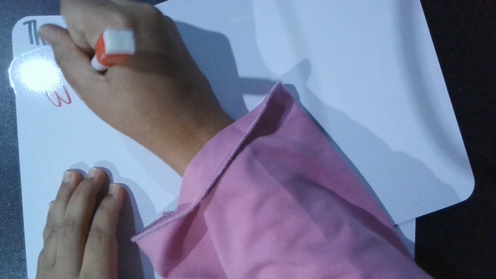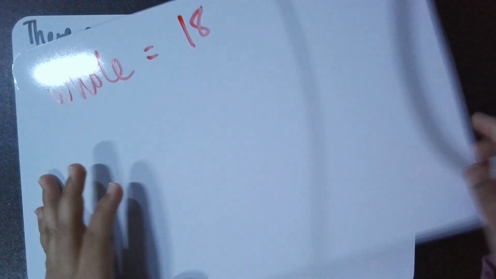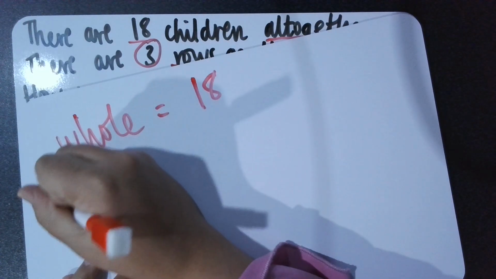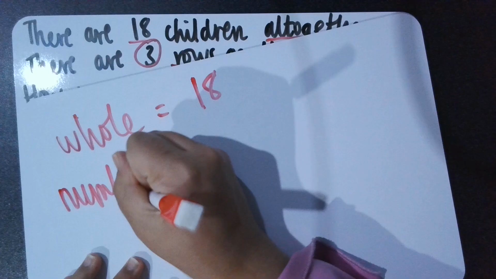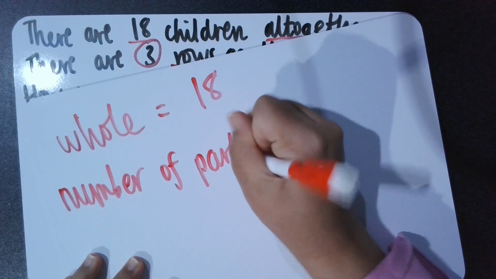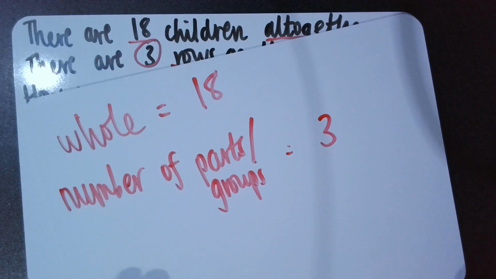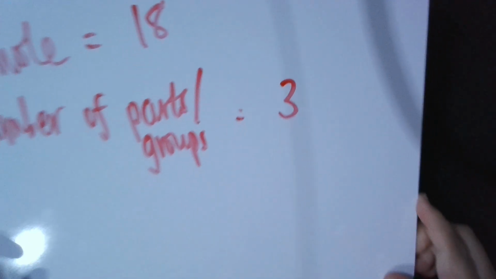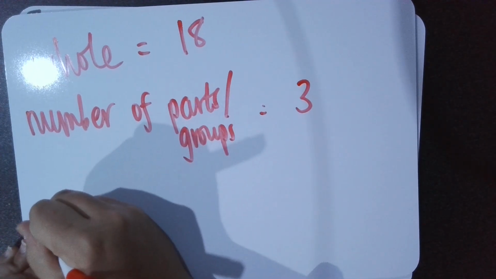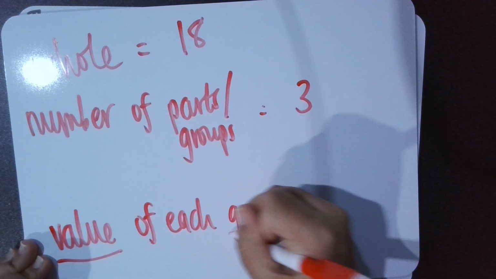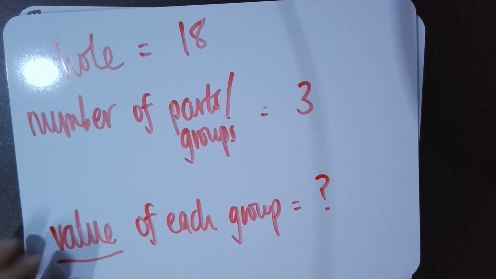I know in this equation, my whole is 18 because there are 18 children altogether. I know there are 3 rows of the carpet, so I know the number of parts or groups is 3. And I am looking for how many children will be in each row. That means I'm looking for the value of each group. Right now that's just going to be a question mark because I really just don't know.